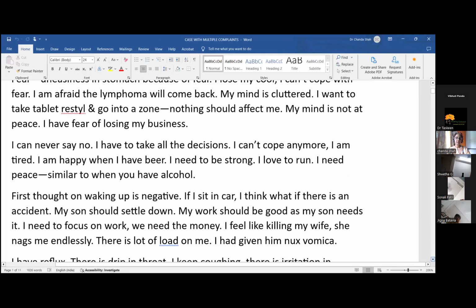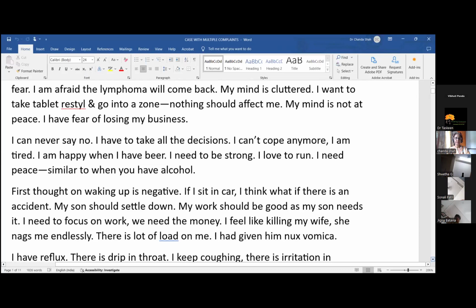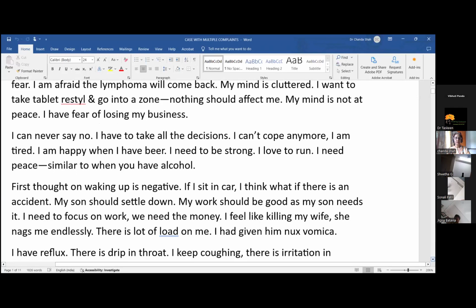He said the first thought on waking up is negative. If I sit in the car, I think, what if there's an accident? My son should settle down. My work should be good as my son needs it. I need to focus on work. We need the money.